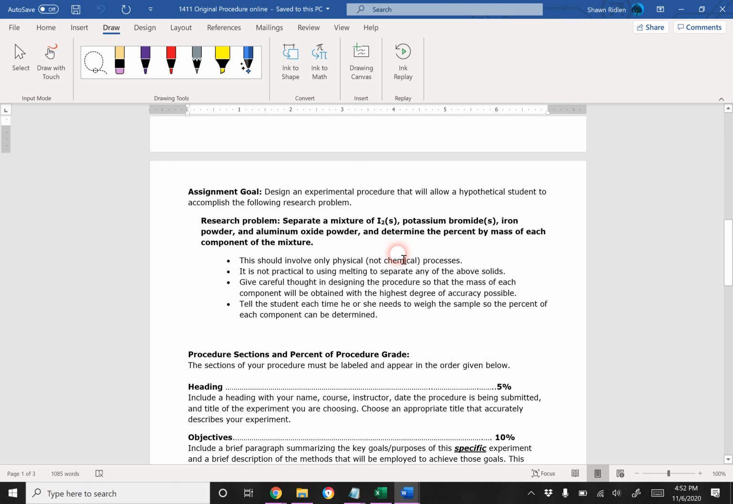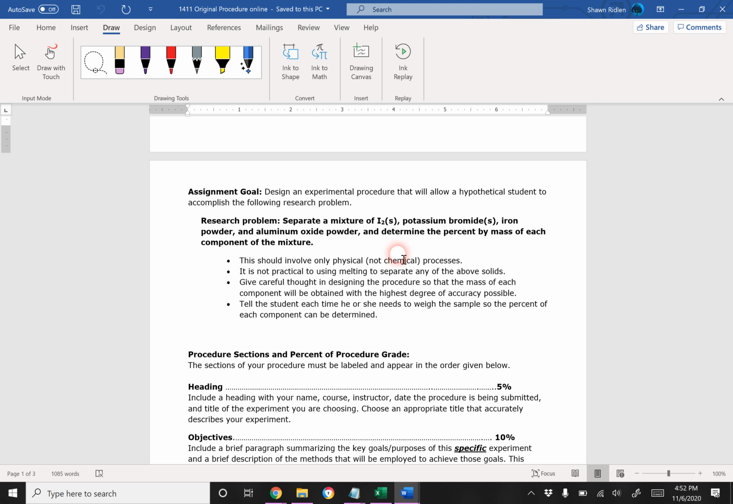Okay, so it's up to you to come up with the procedure on your own, but you can call from outside sources. So for instance, look at the separation lab that we did in class. You can look at other separation labs. You can just look up general separation techniques. Would probably be a good idea.